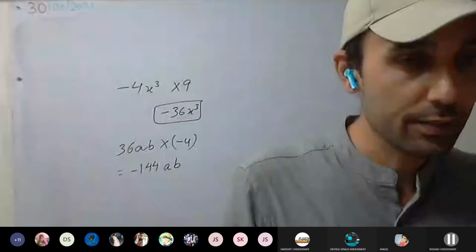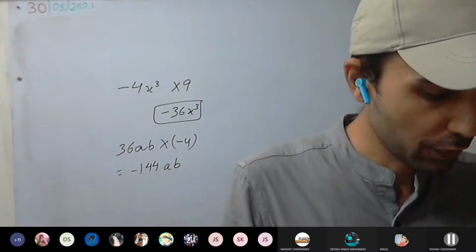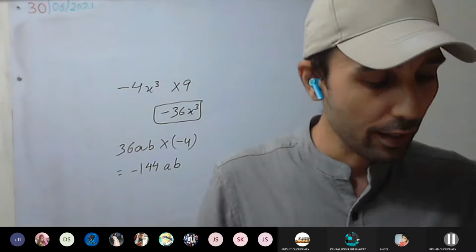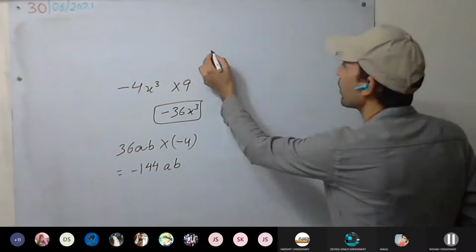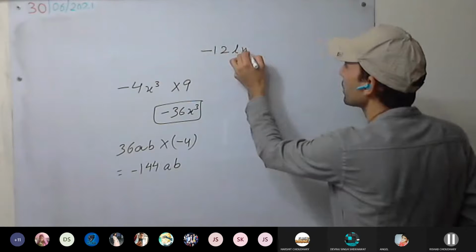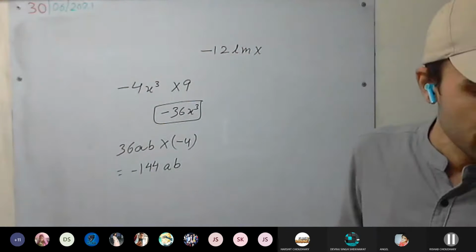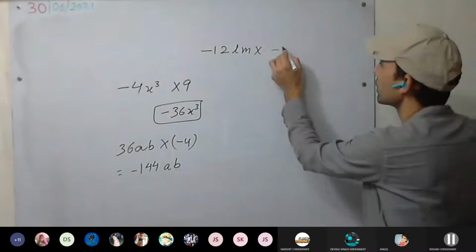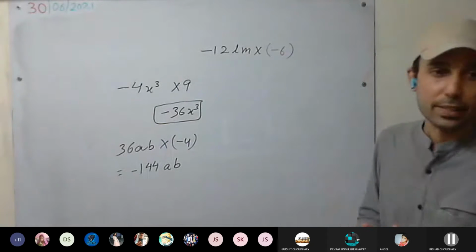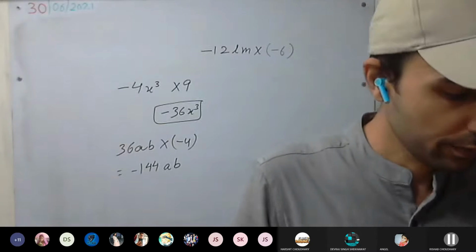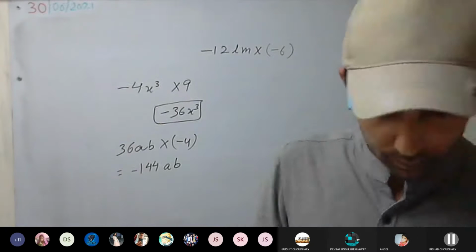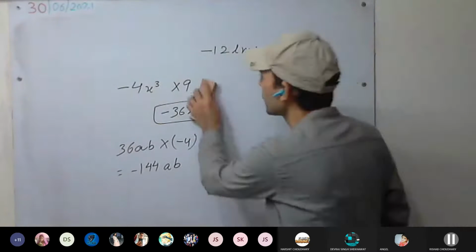Do the fourth one. Kushbu, fourth one. Minus 12lm into minus 6. Multiply them and tell. Kushbu Singh, what will be the answer?